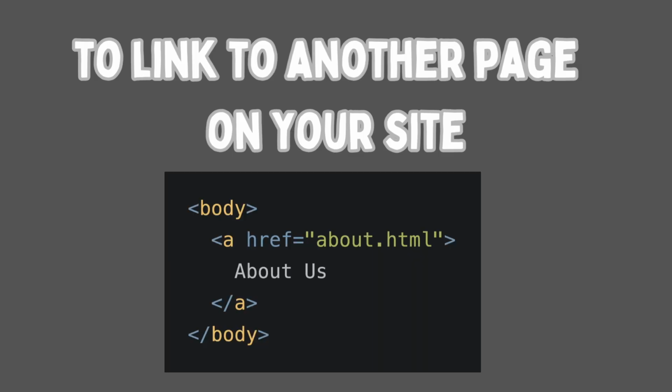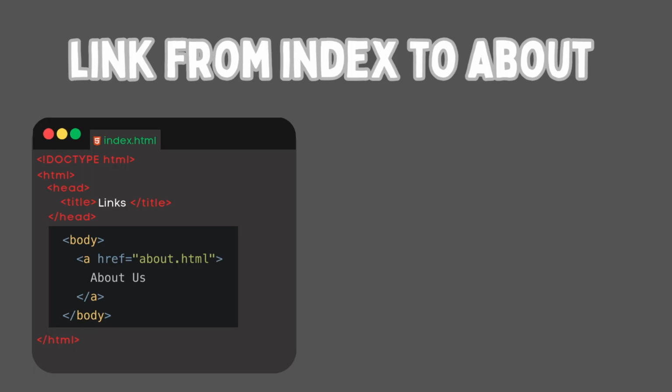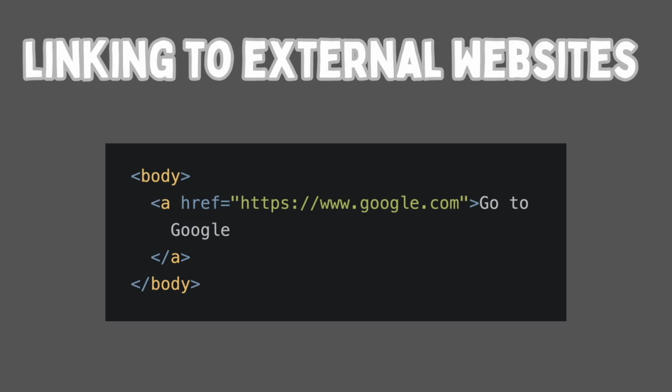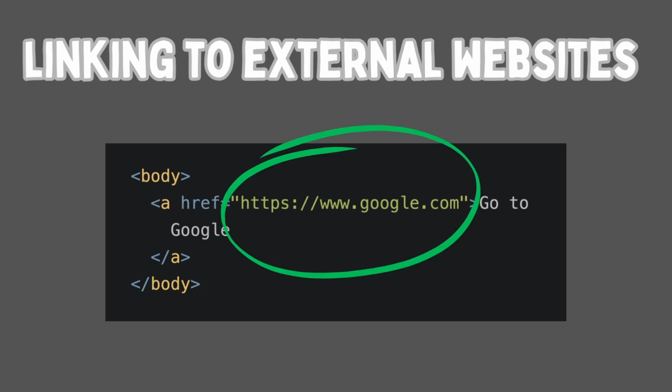To link to another page on your site, use an anchor tag. For example, let's link from index.html to about.html. The href attribute specifies the file you want to link to. Here, clicking About Us will take users to about.html. As mentioned briefly earlier, you can also link to external websites by setting the href attribute to a full URL like google.com.